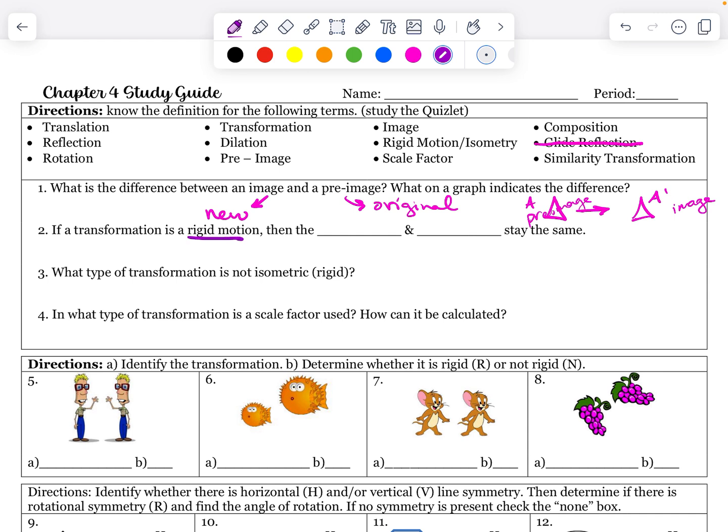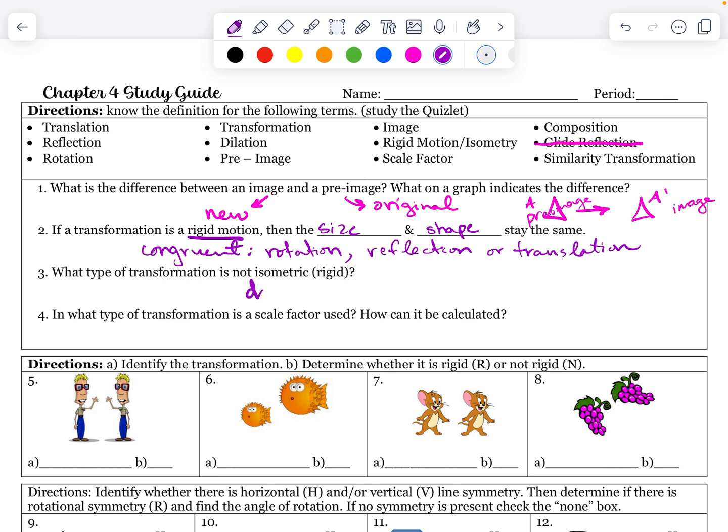In a transformation, if a transformation is a rigid motion, then the blank and the blank stay the same. The size and the shape stay the same. They make congruent figures. So that is a rotation, a reflection, or a translation, or rigid motion.